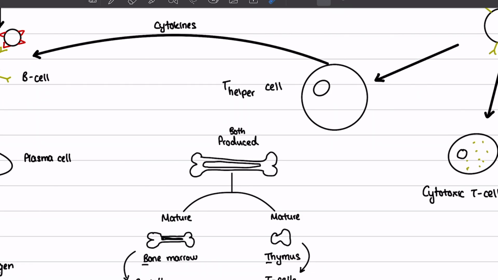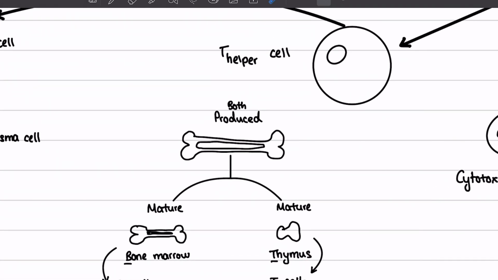Finally, as I mentioned in the previous video, B cells and T cells are both types of white blood cells. All our blood cells are made in the bone marrow, hence B cells and T cells are made here too. But they both mature in different places. B cells continue to mature within the bone marrow, whereas T cells mature in the thymus.